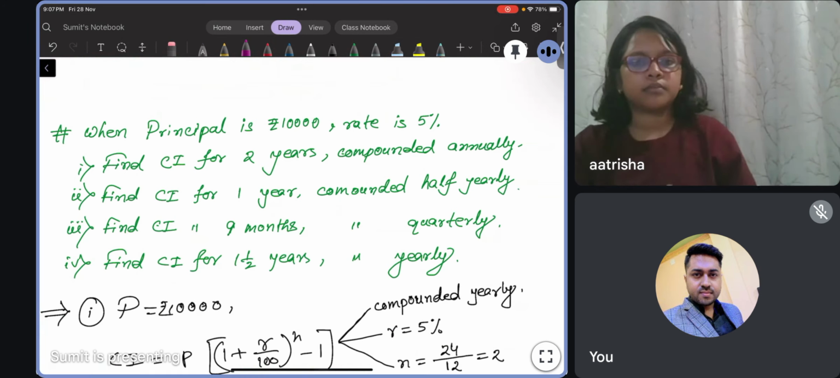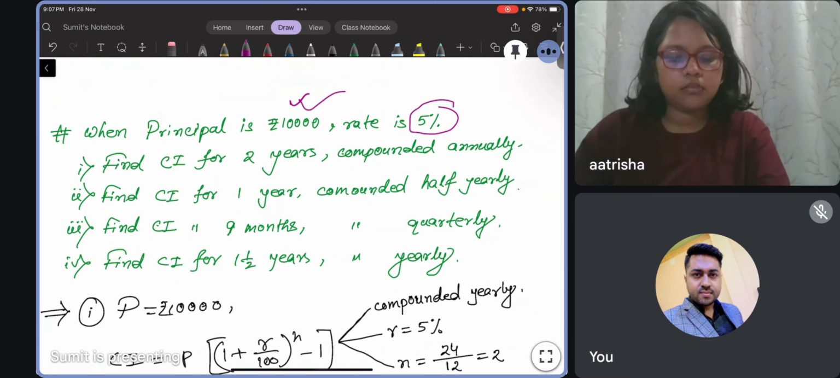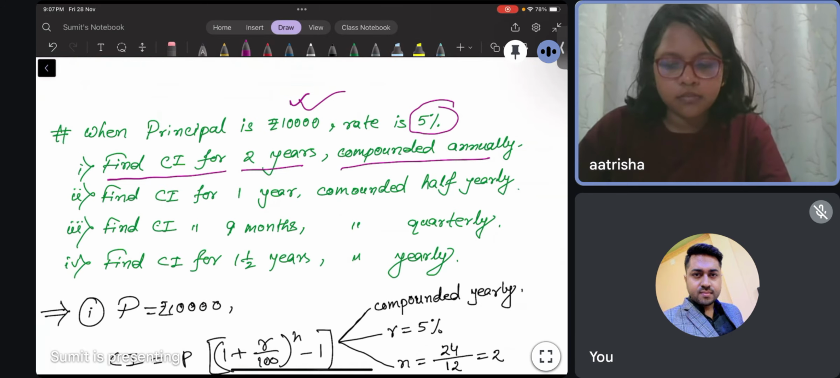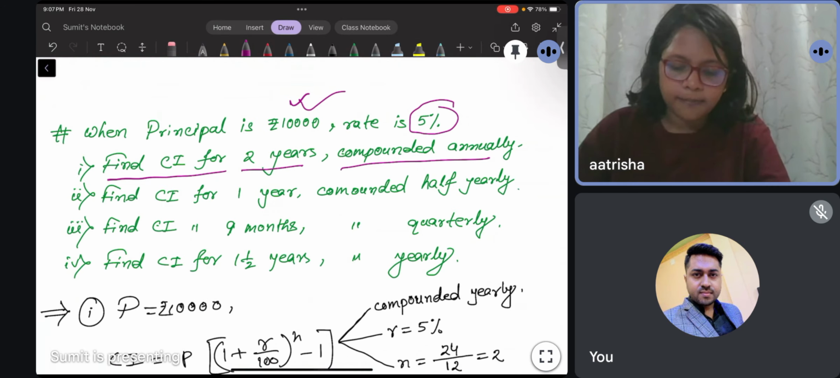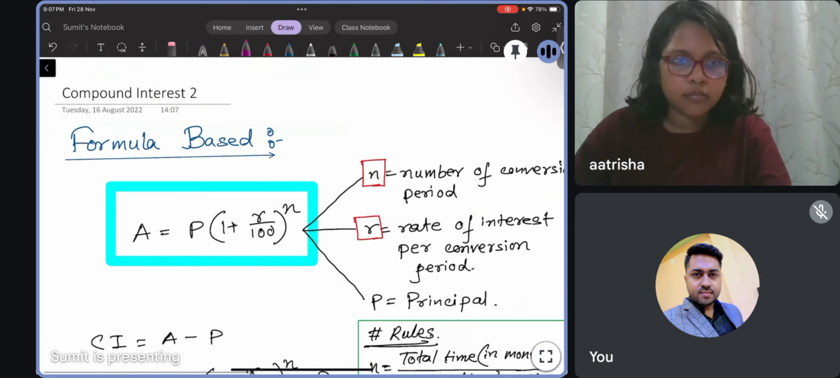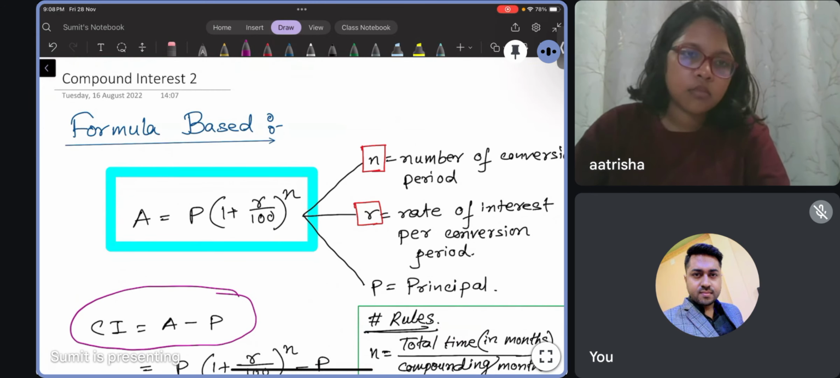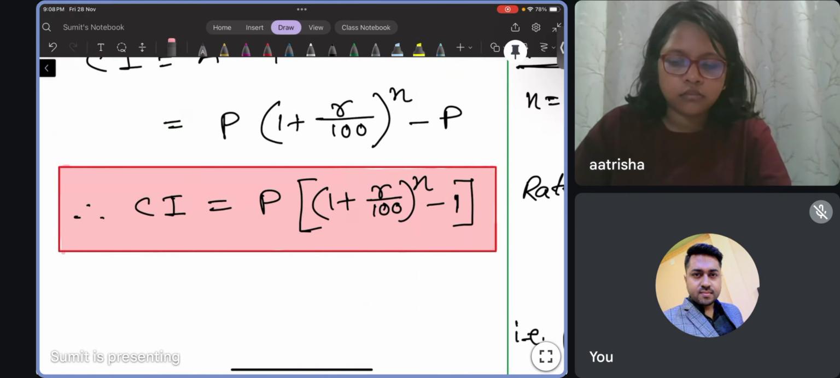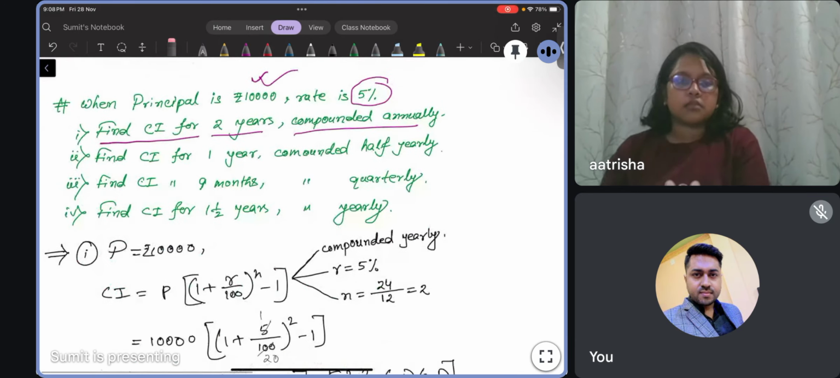See the question: when principal is 10,000, rate is 5%, find CI for 2 years compounded annually. Correct? We will do that. See how to do. You have to find CI, right? So what you can do, you can find the amount and then use the formula CI equal to A minus P, or to find CI, you can use the formula of CI directly. Clear? What will I do? We will find the CI using the formula directly.